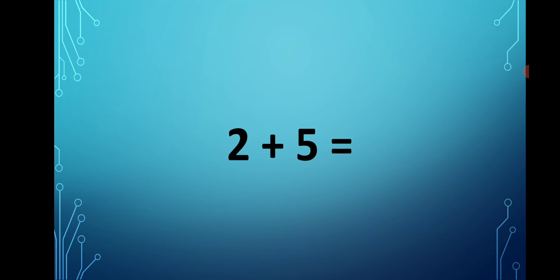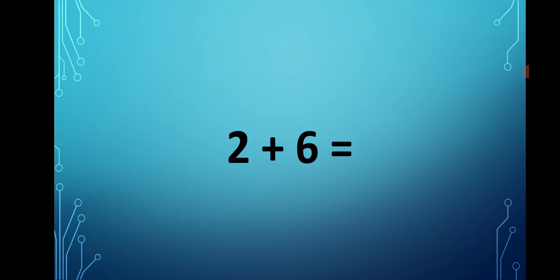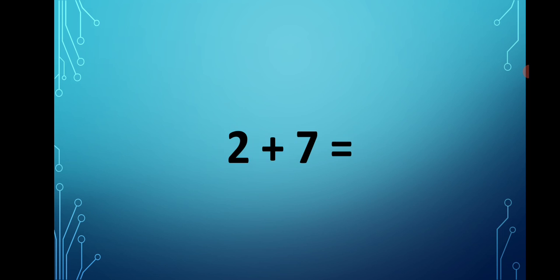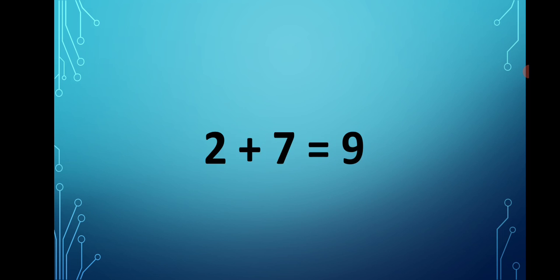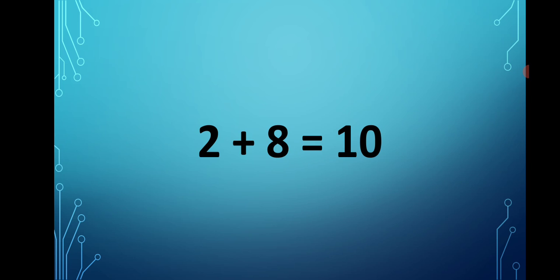2 plus 5 is equal to 7. 2 plus 6 is equal to 8. 2 plus 7 is equal to 9. 2 plus 8 is equal to 10.